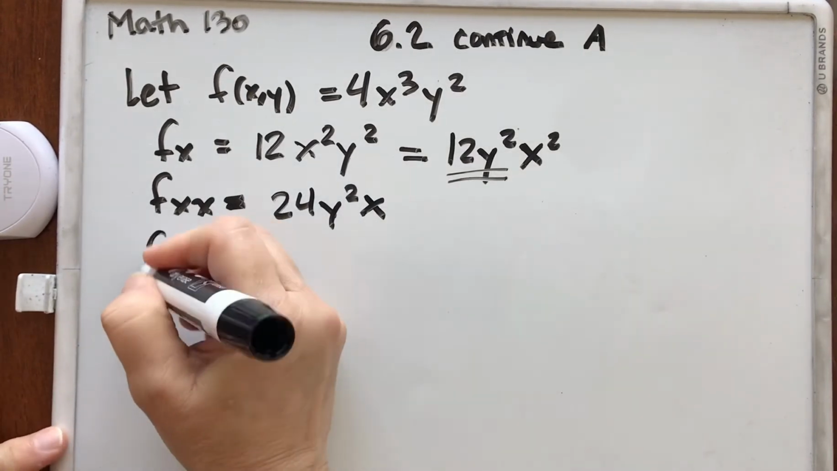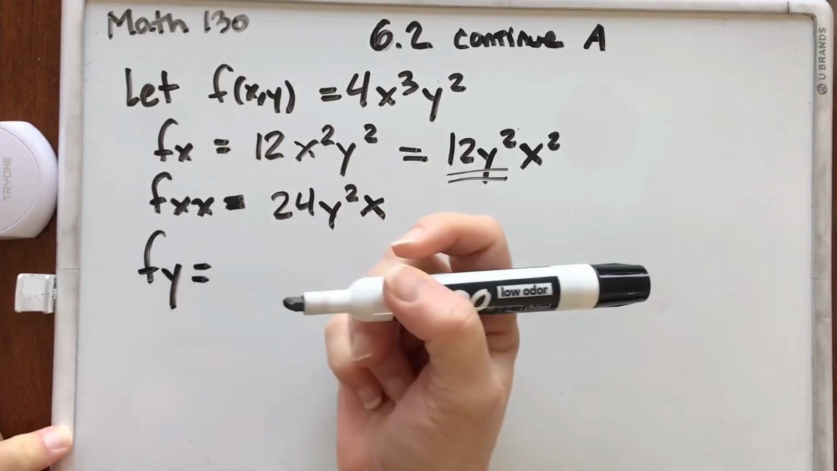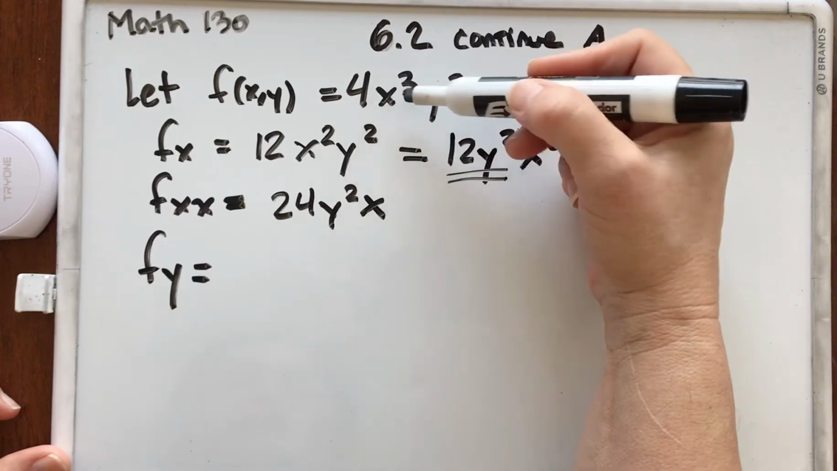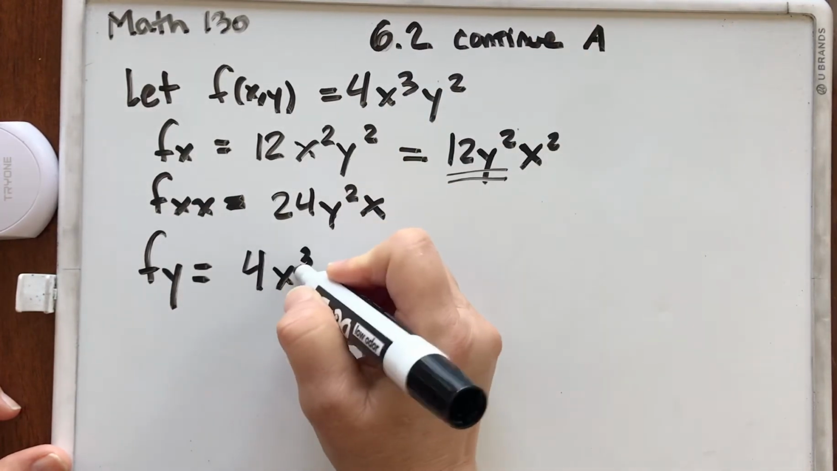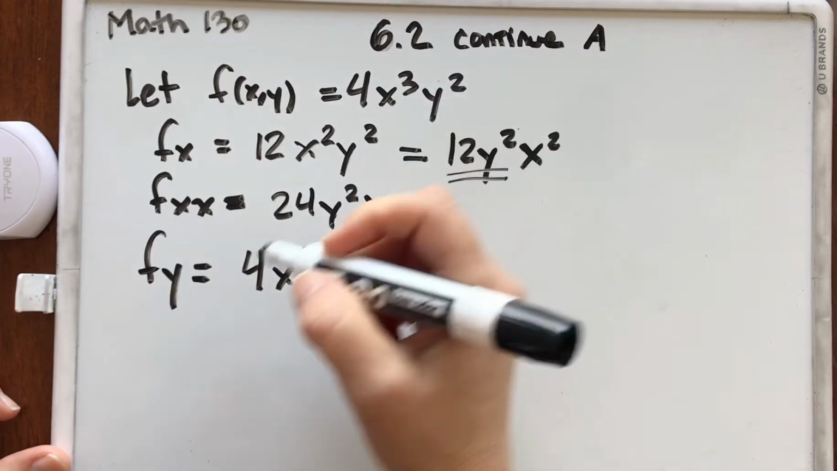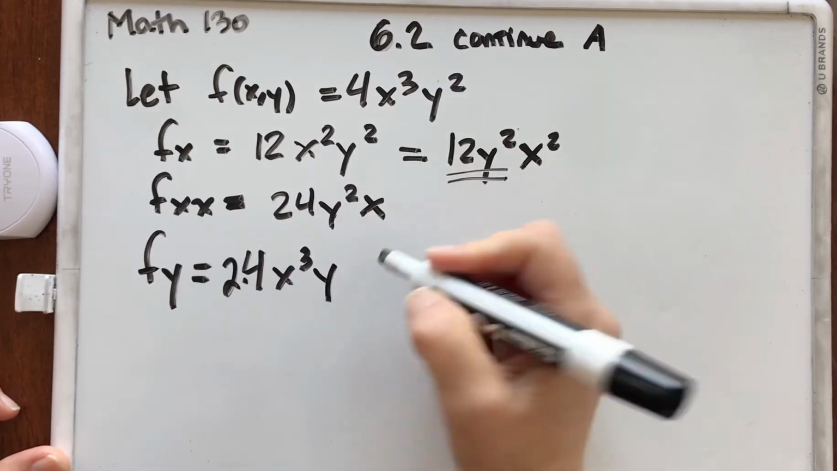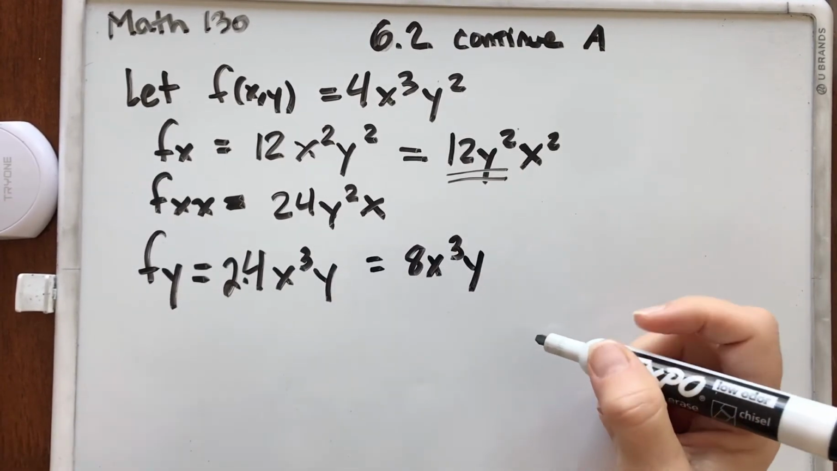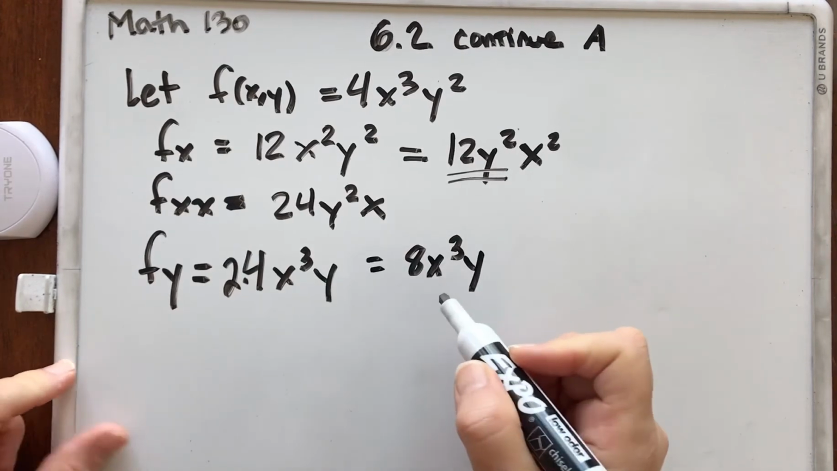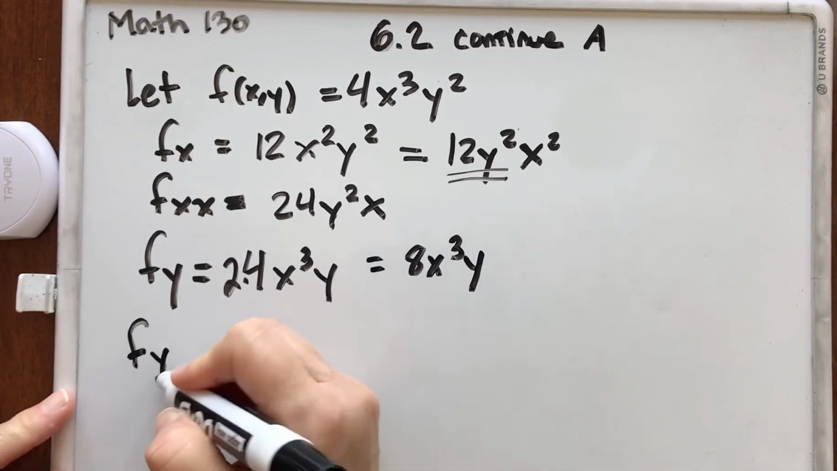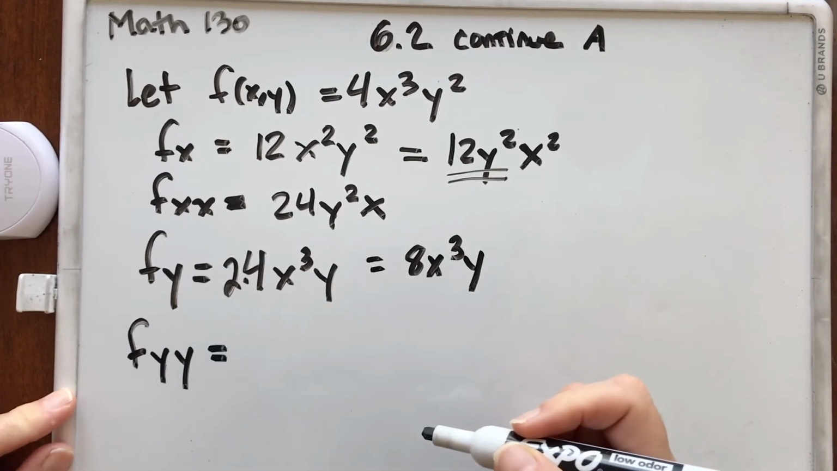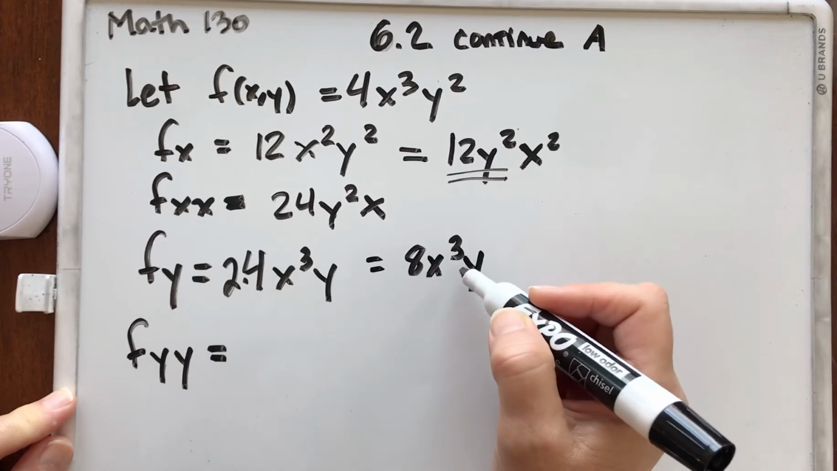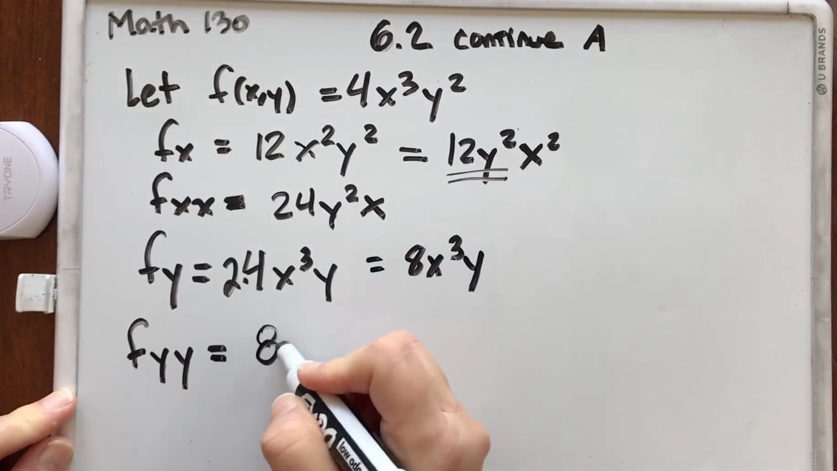Okay, let's do the partial derivative with respect to y. We're right here, y is the variable, x is the constant. So we'll keep the constant in front. Here's the variable, we'll bring down the 2, and that is 8x cubed y. All right, again, I keep all the constants in the front, so we can now do the second partial derivative with respect to y. So y is the variable, x is the constant, and so this just remains 8x cubed.